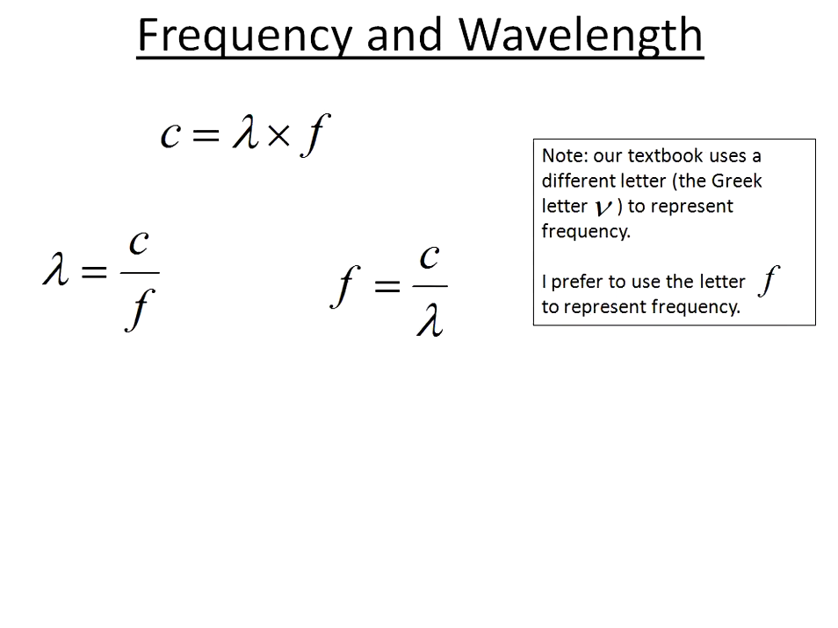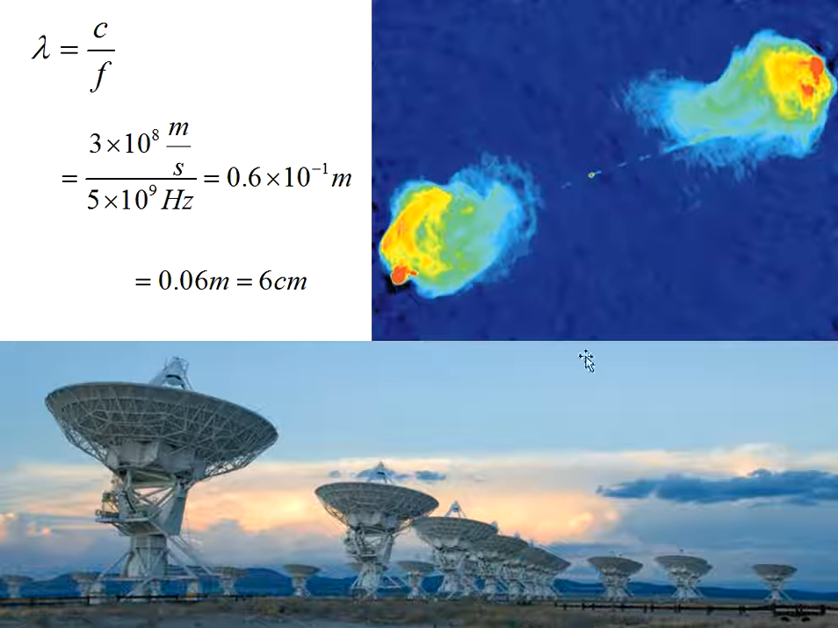Taking a quick look back at that problem, we were talking about these radio telescopes right here, which produce this image of a radio galaxy. These radio telescopes were tuned to a frequency of 5 gigahertz, so they're looking at 5 gigahertz electromagnetic waves. We solved for the corresponding wavelength of those waves by first converting that frequency from gigahertz into hertz. Then we took the speed of light divided by that frequency, and we got that those waves have a wavelength of 6 centimeters right here.